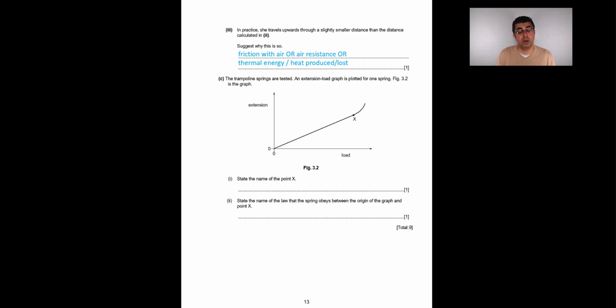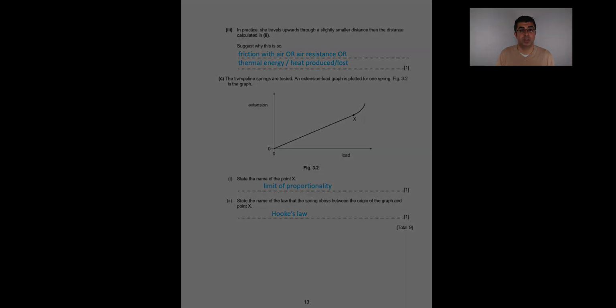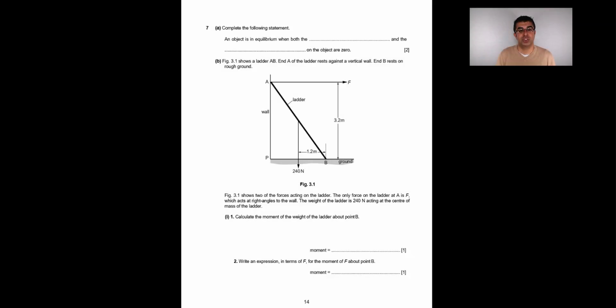State the name of the law. Well, I've already suggested it. It's called Hooke's law. So notice again an energy and force question being mixed together, just like it was in the previous question.